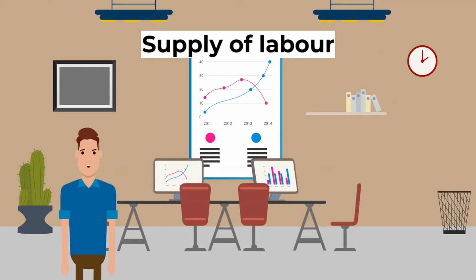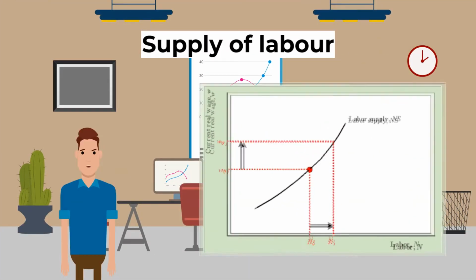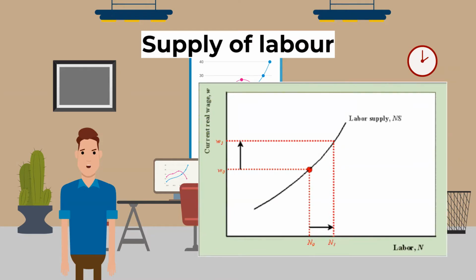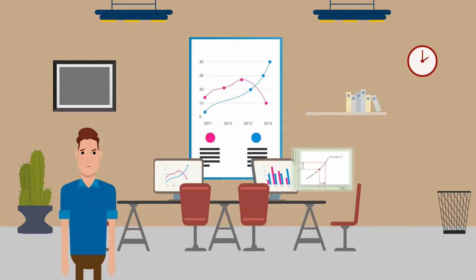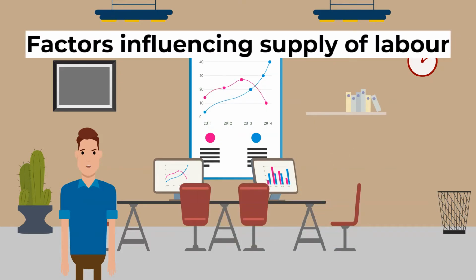Now let's move on to the supply of labor. The supply of labor curve shows the ability and willingness of people to make themselves available to work at different wage rates. So, what are the factors influencing supply of labor?